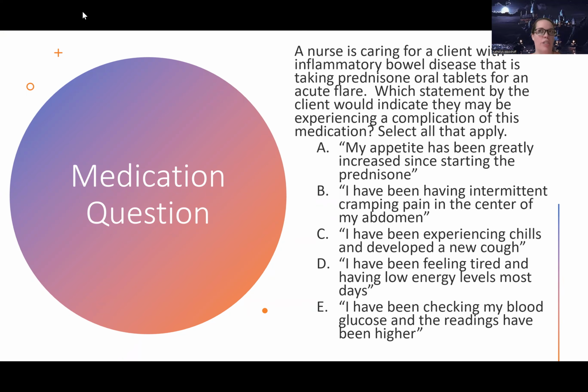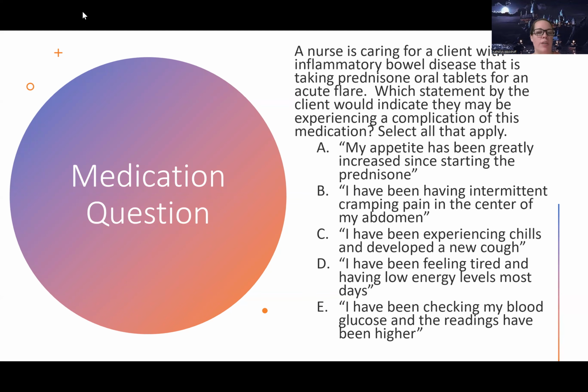Now, with some patients, it can cause weight gain and problems, but for this patient, this is a good thing. I need more appetite, and gaining weight can actually help prevent complications of malnutrition. So that one I think is okay. B, I have been having intermittent cramping pain in the center of my abdomen. Well, this sounds like a general symptom that you would have with inflammatory bowel disease. This doesn't seem like a complication. It seems like something that's expected, and I don't think it's related to steroids. So I'm going to say this is okay.